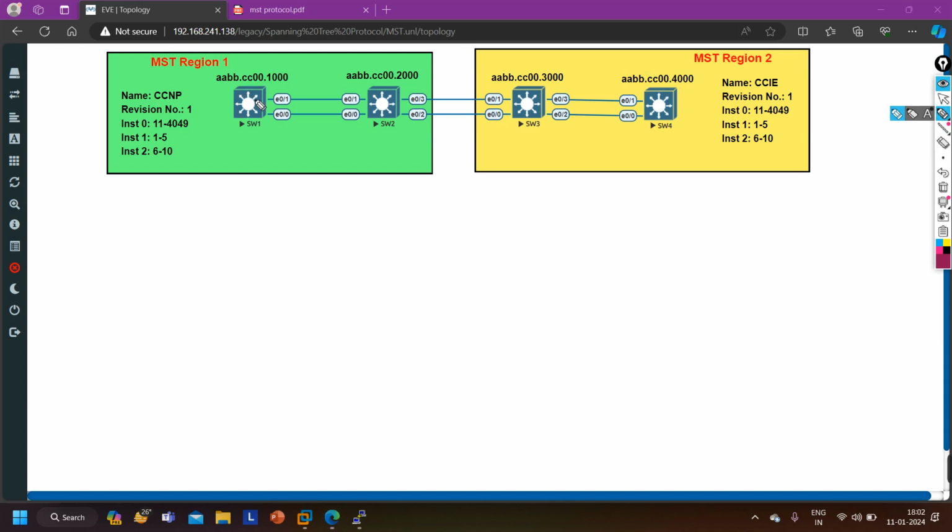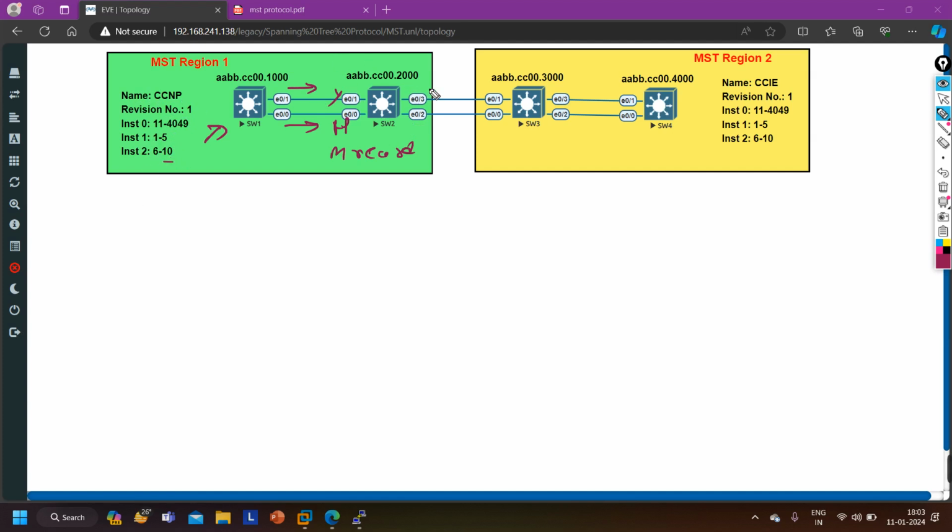When switch 1 becomes root bridge, first of all this switch will become the regional root bridge. It will send its BPDU from this interface. Switch 2 is going to check what? The digest value. Digest value in which field? In the M record field. If the digest value matches, that means both switches belong to the same region, intra region. Then it is going to elect ports like root port and designated port, and this switch will not become root bridge. Switch number 2 is not going to become root bridge, so maybe this port will become RP and this port will become alternate. This is for instance 0 also, for instance 1 also, for instance 2 also.